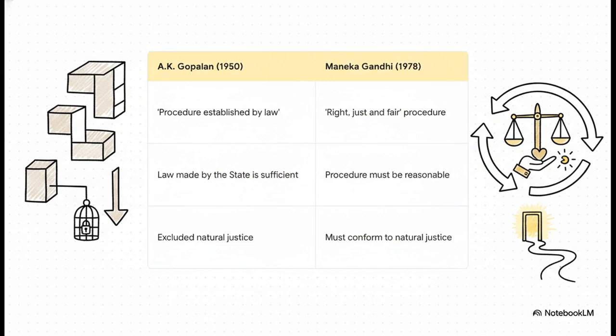In Gopalan, procedure established by law basically meant that as long as a law was passed correctly, it was fine. But by the time we get to Maneka Gandhi, the court said, hold on a minute. It's not enough for a procedure to just exist. It has to be right, just, and fair. It has to be reasonable. This was a monumental shift from just ticking procedural boxes to ensuring real, substantive justice.